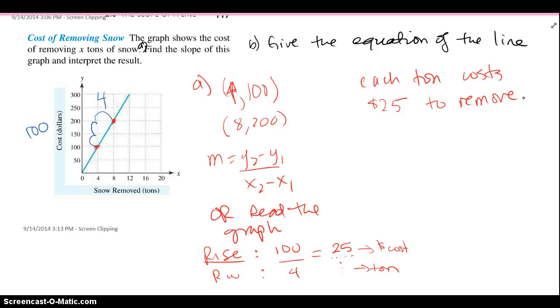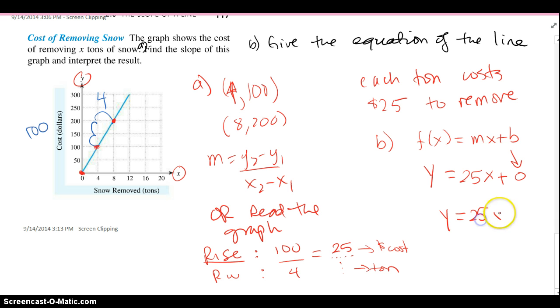Now give the equation of the line is what I'm also asking you to do. So for part B, I'm going to think of it as f of x equals mx plus b. And since our equation is going to be in terms of x and y, I'm going to say y equals mx plus b. And b from the graph, I'm just going to assume it's 0, so it doesn't cost anything if there's nothing to remove, plus x, and the slope we just found to be 25, so it looks like our equation is y equals 25x. The y-intercept 0 saying no cost for removing no tons of snow, and the 25 saying that $25 per ton to remove.